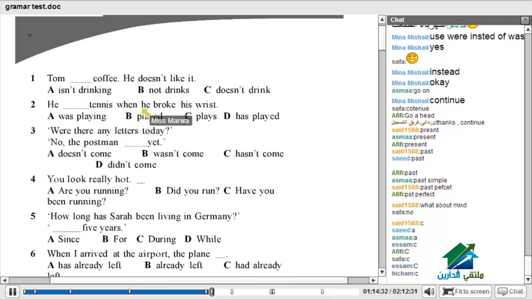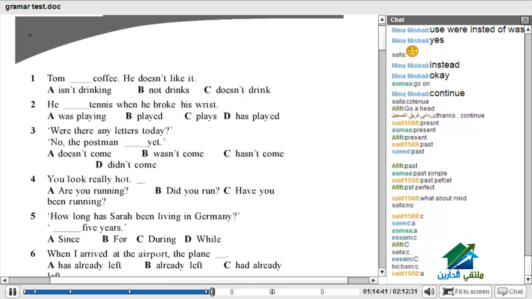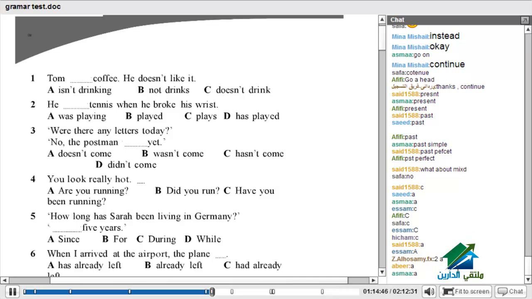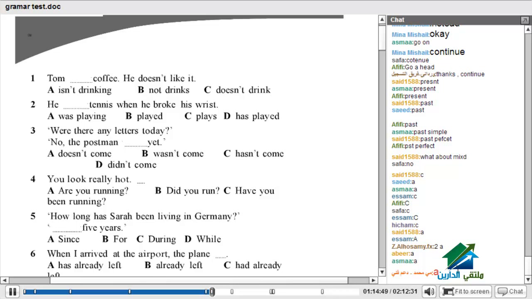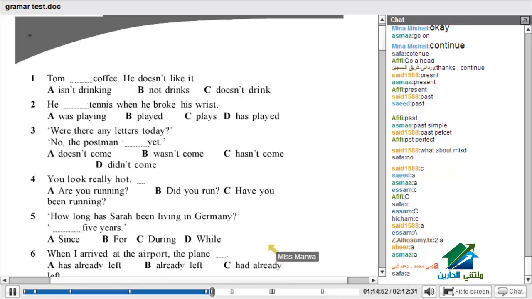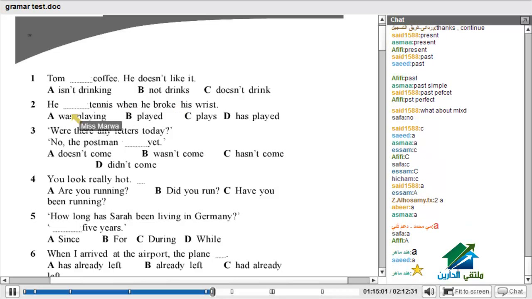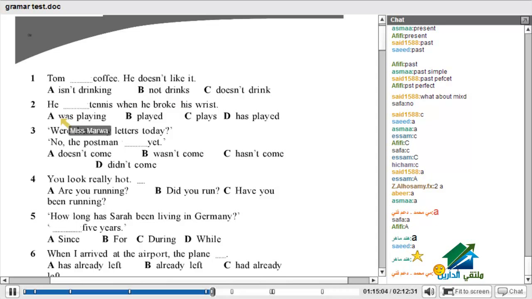He, tennis, when he broke his wrist: was playing, played, plays, has played. A? Okay, very good. Yes. Something which was happening and something else came to cut the action. That's past continuous. إنه كان في two actions, one of them cut the other one.